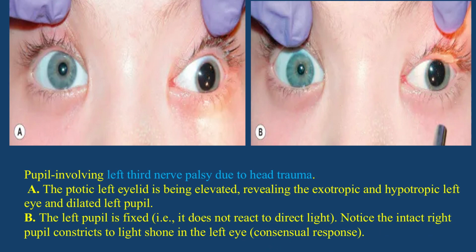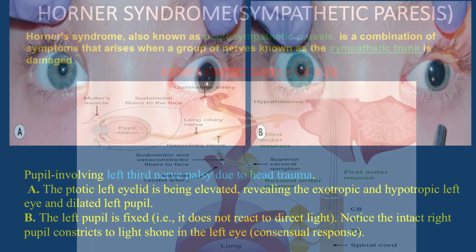Pupil involving left third nerve palsy due to head trauma. The ptotic left eyelid is being evaluated, revealing the exotropic and hypotropic left eye and dilated left pupil. The left pupil is fixed. It does not react to direct light. Notice the intact right pupil constricts to light, shown in the left eye consensual response.